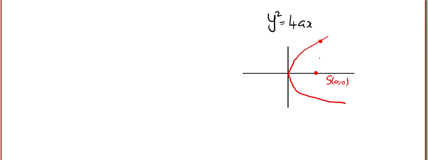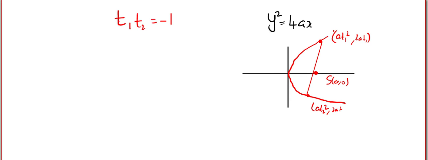Now, if one end is given by (a t1 squared, 2a t1), you know the parametric form, and if another extreme point is given by (a t2 squared, 2a t2), let it be any focal chord, then you can use the result t1 t2 is equal to minus 1. Anyway, before you start the next problem, you have to explain this result.